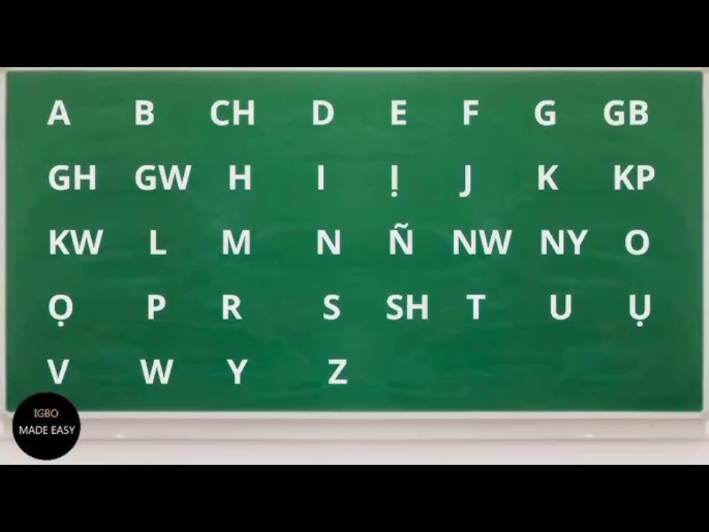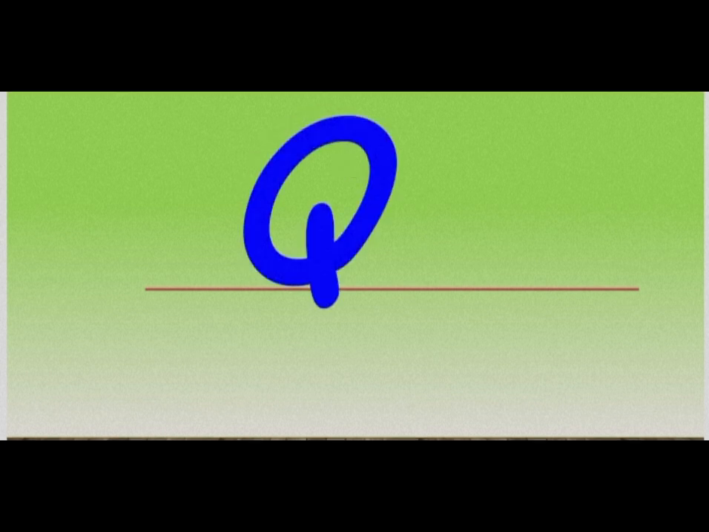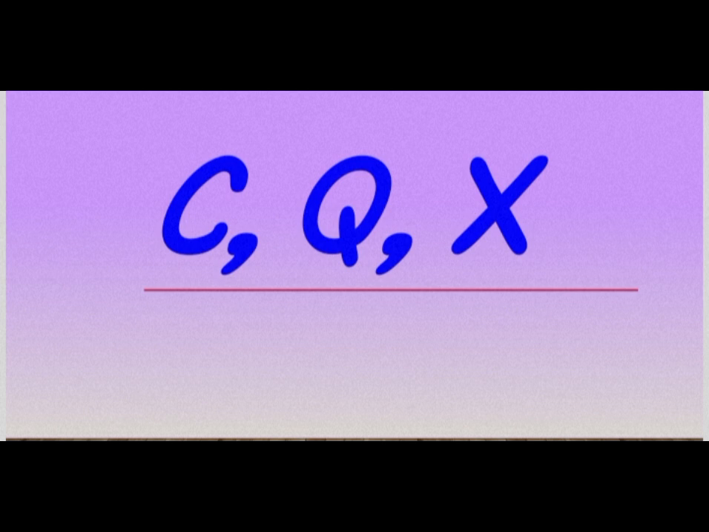Now if you look very closely to the Igbo alphabet, there are 3 letters that you find in the English alphabet that you will not see in the Igbo alphabet. 3 letters. They are letter C, letter Q, and letter X. These are the 3 letters that you see in the English alphabet you cannot find in the Igbo alphabet.